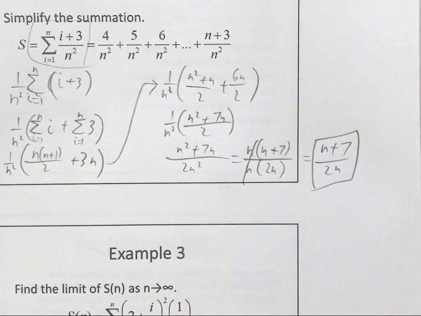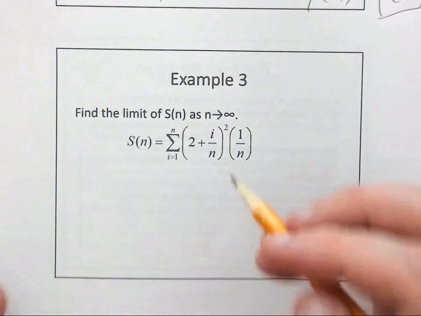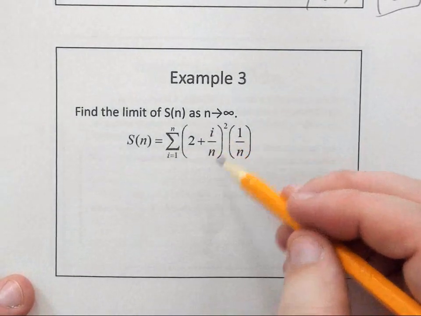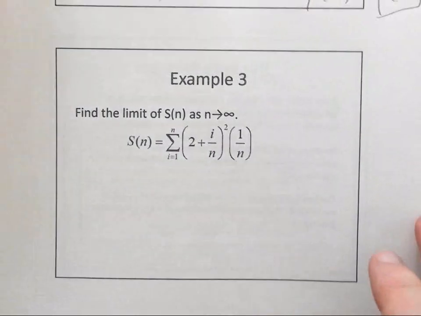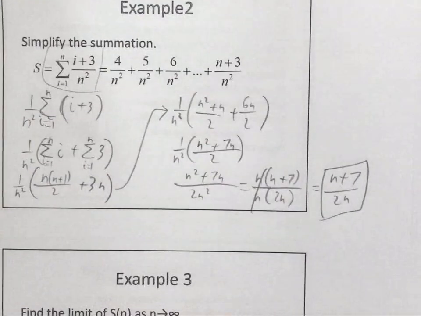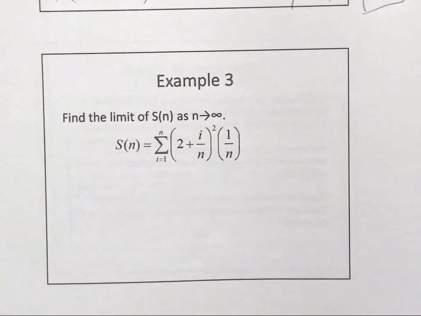Okay? So let's step it up one more. This wants you to find the limit, as n goes to infinity, of the summation of 2 plus I over n, squared, times 1 over n. The process is actually the same as what's up here to start. You're just going to, at the end, make n go to infinity. Okay? So I need to clean it up.